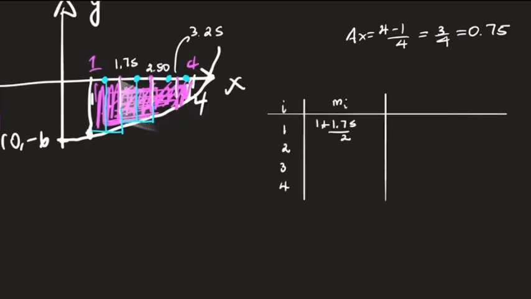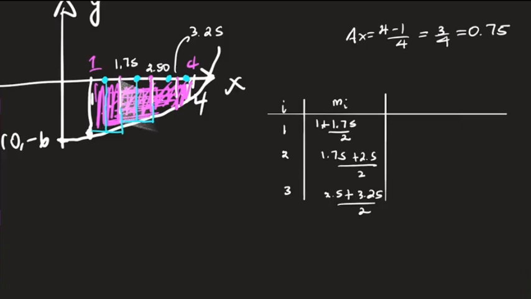Thought I'd give myself a little more real estate. All right, there we go. So 1 plus 1.75 divided by 2. And then for the second one, we're going to take 1.75 plus 2.5 divided by 2. And then for the third, we're going to take 2.5 plus 3.25 divided by 2. And then we're going to notice a pattern.